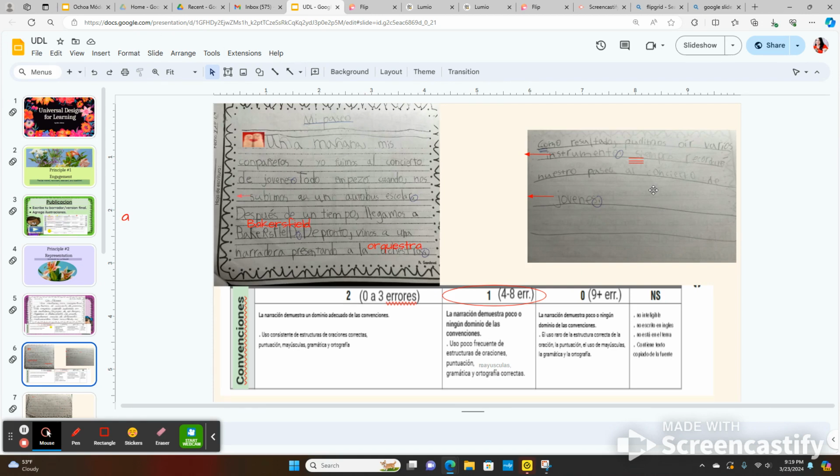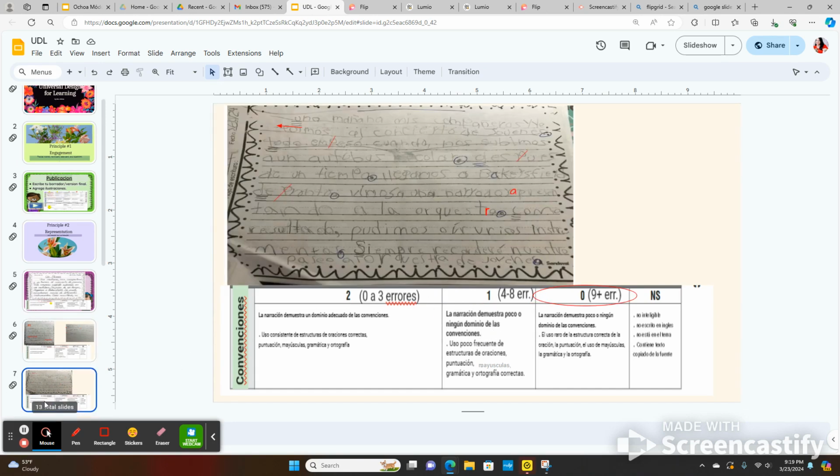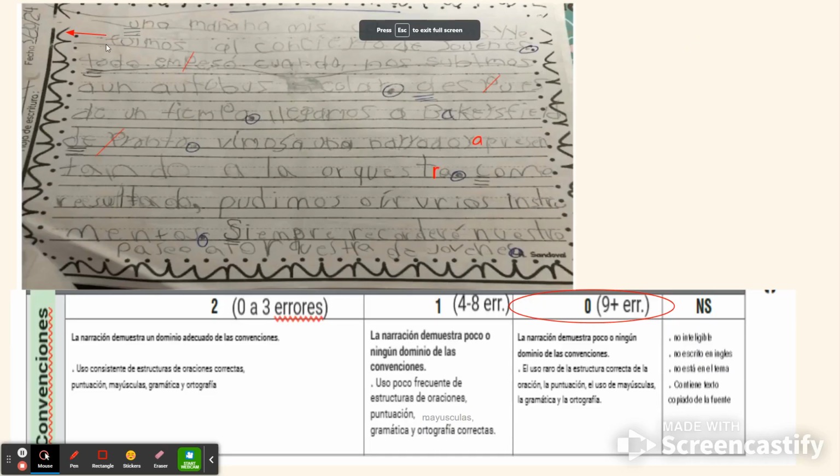So we see an example. This seems great, except there are between 4 to 8 errors. So that reduces a grade, that lowers a grade. So then we have another non-example. In this one, the beginning of each sentence does not have a capital. He indented on the second line, so that reduces points. So here is an example of 9 or more errors.